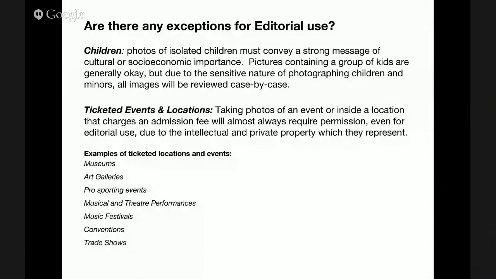All right, let's talk about exceptions. There's a couple of exceptions, and one of them is children. This is a really sensitive area, obviously. If you're photographing children, especially when they're on their own, not with a parent, not with other kids, there has to be a really, really strong concept. There has to be a clear, very clear editorial context. It has to have editorial value. There has to be some sort of cultural or socioeconomic importance, something that is going to give it newsworthy importance.